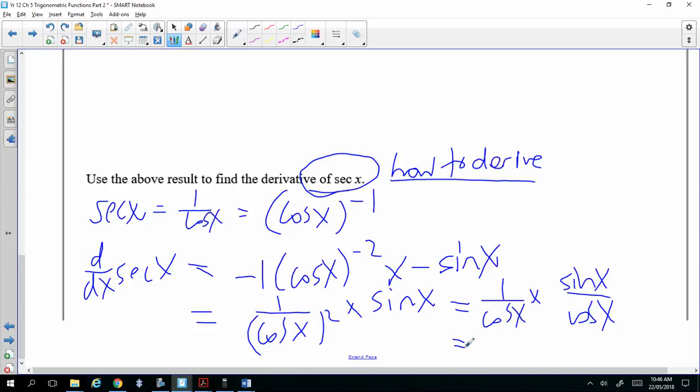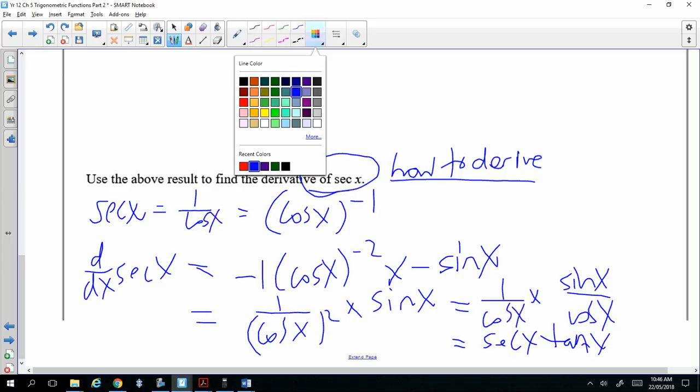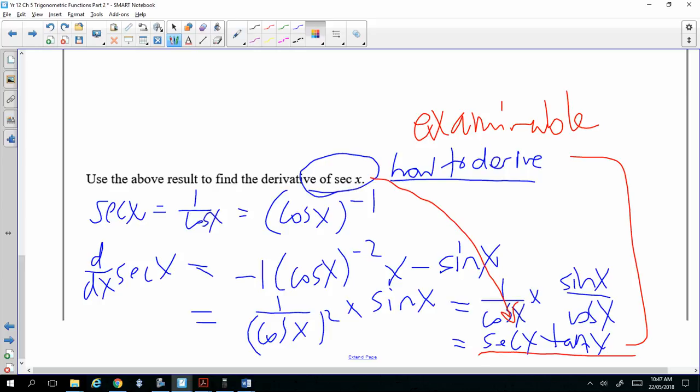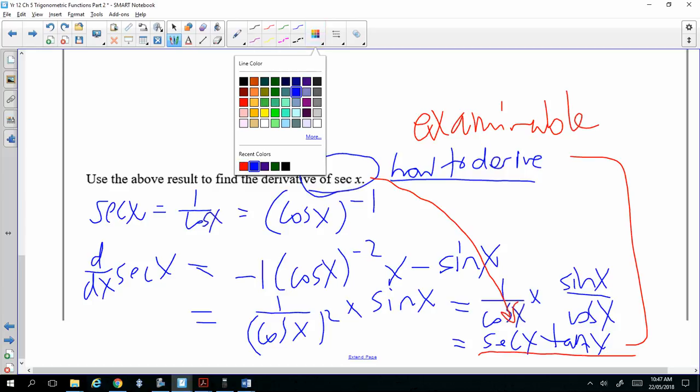So note its derivation. You should note this derivation, because it could be examinable. Okay, so I need to know how to do it and also know the formula. Alright, good. So the teacher did it with you? Yep, okay, good. So have a look at it.